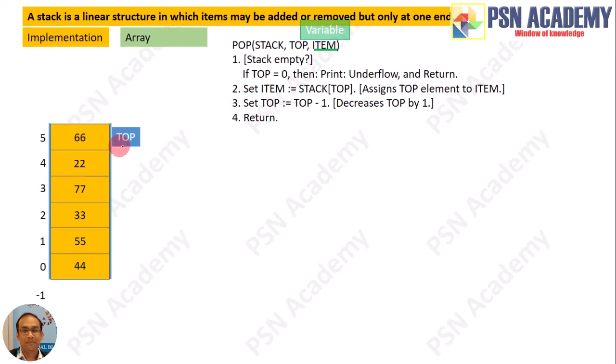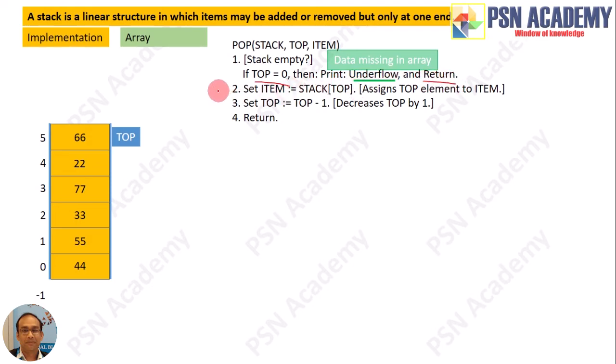Because after popping the element, we may do something with that element, right? We may print it, we may send it to another variable for some other functions like that. So that is why we are keeping the item variable here to catch the popped element from the stack. Now before popping, the algorithm asks you to check whether the stack is empty or not. So it is telling that if top is 0, then you should know that the stack is empty. So you print UNDERFLOW and return from that function at once.